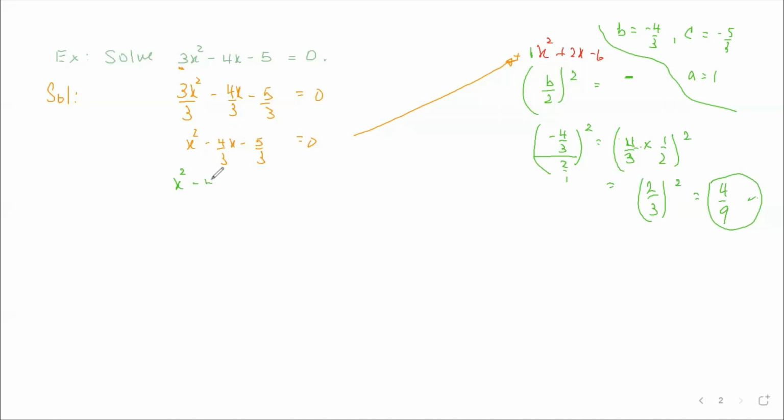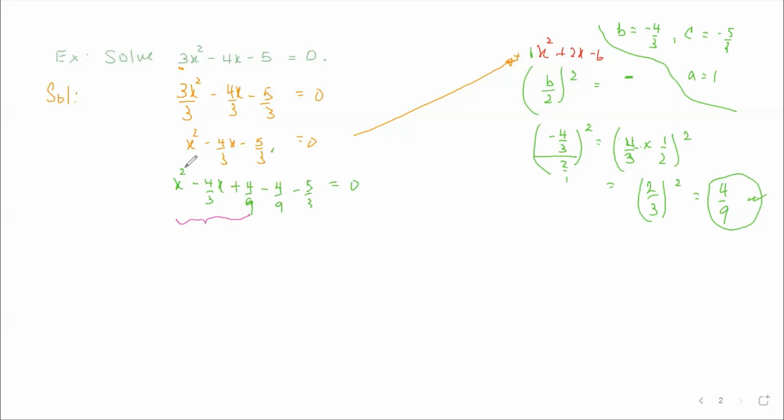So x squared minus 4 over 3x, and then plus 4 over 9. And then at the same time, subtract the same number, minus 5 over 3, equal to 0. After this, how to do? Get the first three terms, like in completing the square.